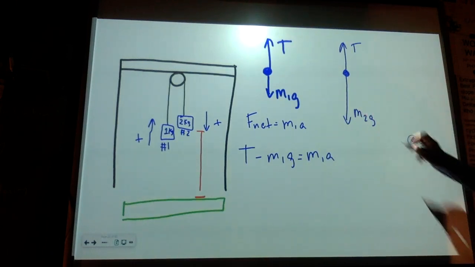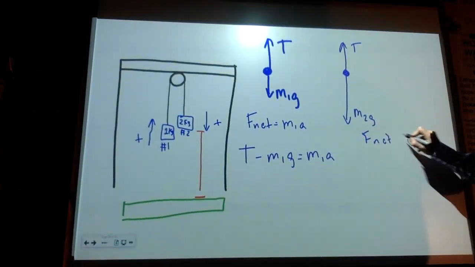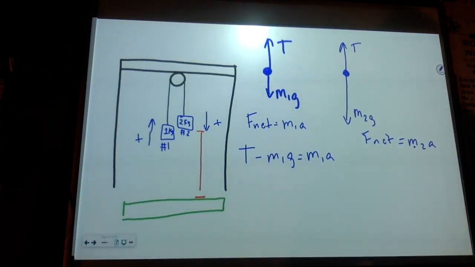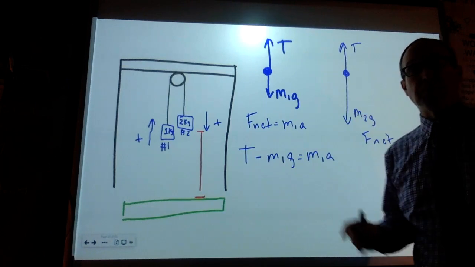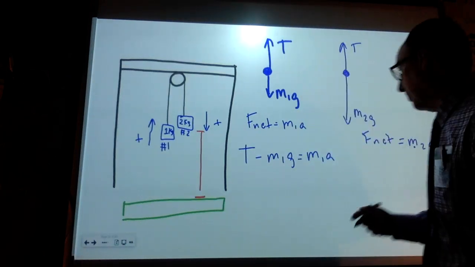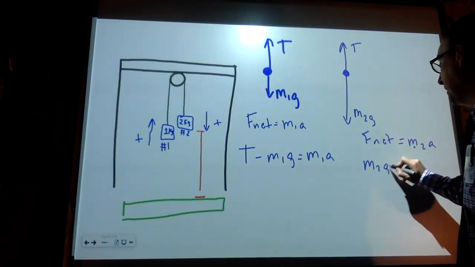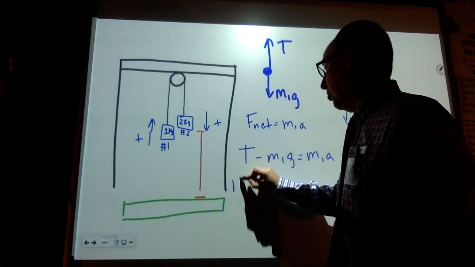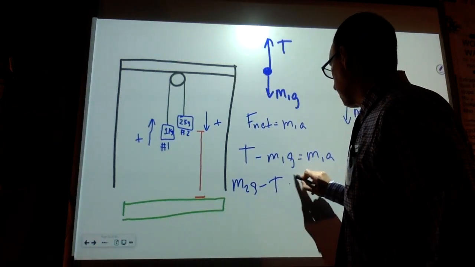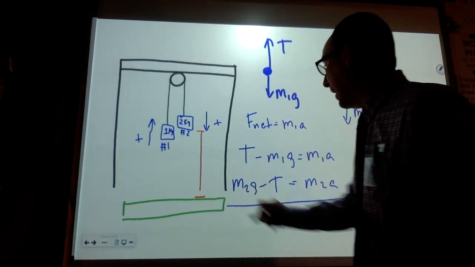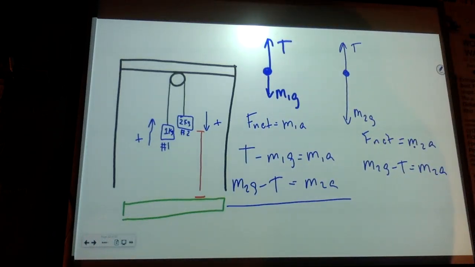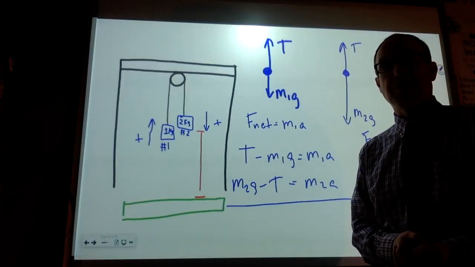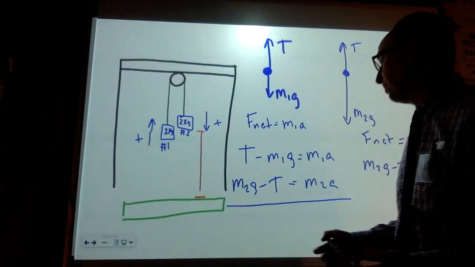For this one, it's going to be F net equals M2A. And now my positive direction is the weight, because this one's bigger. It's going to cause that one to go down and accelerate. So I'm going to have M2G minus T is equal to M2A. So if I write this below it, I can see that I have a positive T and a negative T. My tension is internal in these situations, so if I add them together, it'll cancel out.